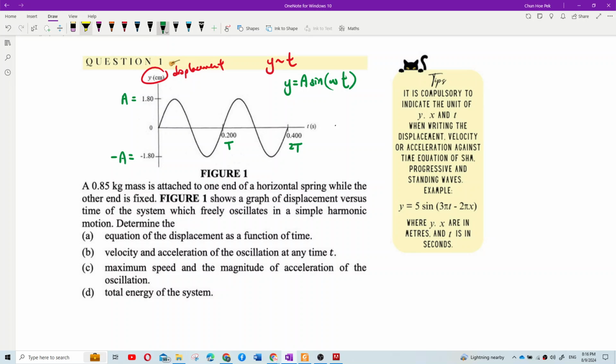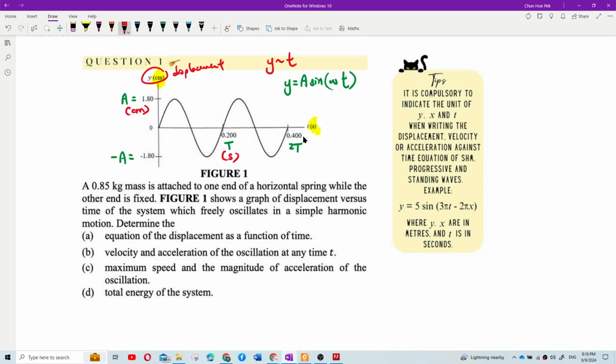Check the unit. This is in cm. This is in second. So that means all this amplitude is in cm. So you must be careful. And then the period is in second. So okay, period in second.